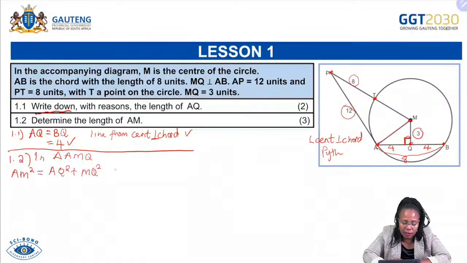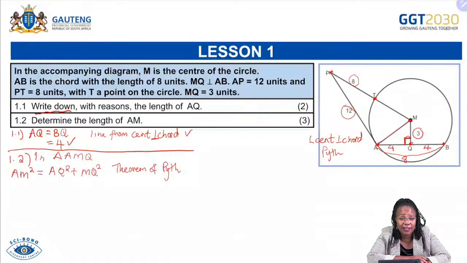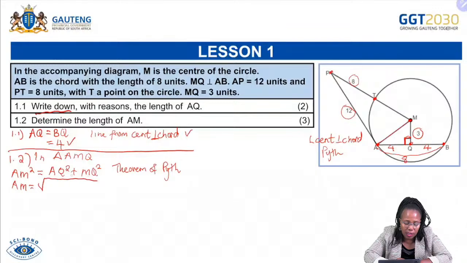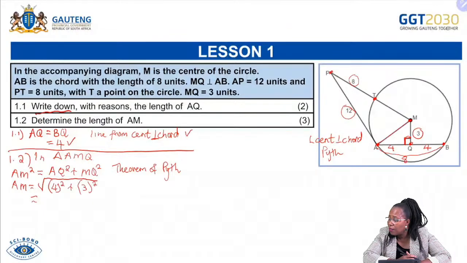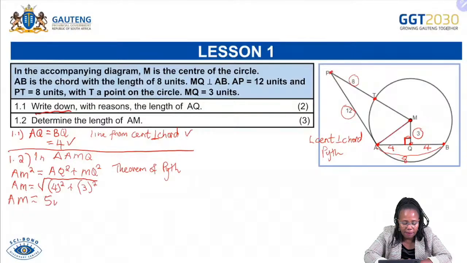Why are we saying this? It's because of the theorem of Pythagoras. For every statement, there must be a reason in Euclidean geometry. And then from here, because we are looking at AM, if this side loses an exponent, this will gain a square root. We are also substituting the AQ value, which is 4 calculated above, plus the MQ value given as 3 squared. From here, grade 12, you can put everything into your calculator straight to the answer. That means side AM will be only 5 units.